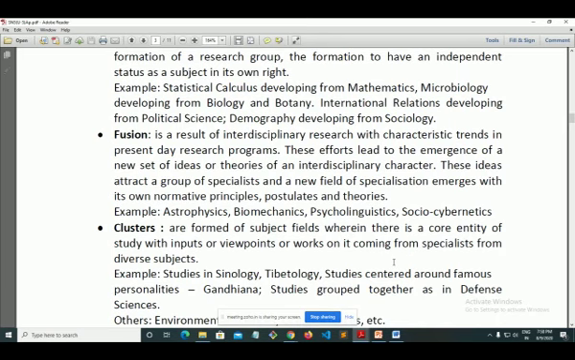Cluster. Clusters are formed of subject fields wherein there is a core entity of study with input or viewpoints or works on it coming from specialists from diverse subjects. Example, studies in sinology, Tibetology, studies centered around famous personalities like Gandhiana, studies grouped together as in defense sciences.